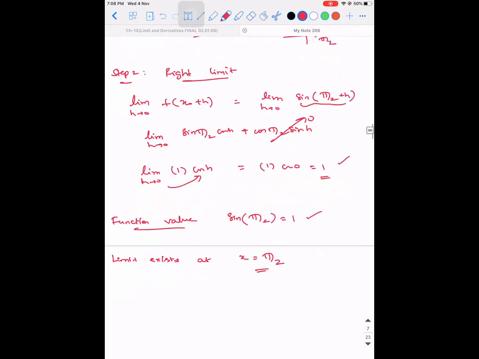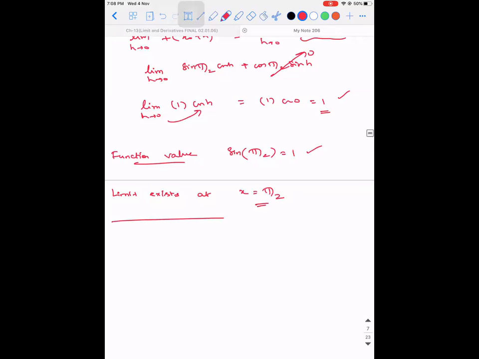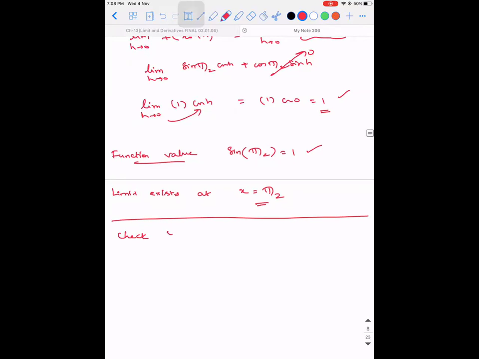Okay. Now I will do the same thing for tan x. Check the limit of the function y is equal to tan x at x is equal to pi by 2. So left limit, what are we supposed to do? Limit h tends to 0 f of x naught minus h. Right? That is limit h tends to 0.